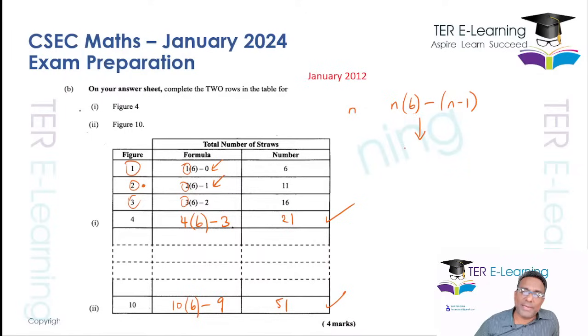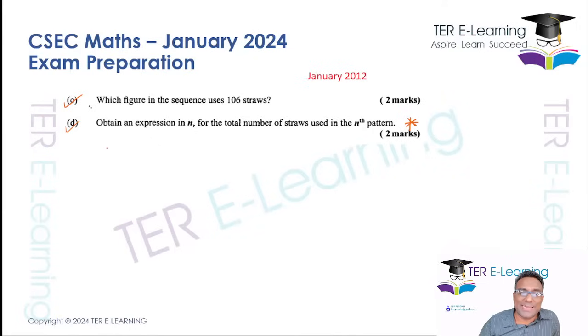So this formula, n by 6, is going to give me 6n minus n plus 1, right? So if I simplify this, I'm going to get 5n plus 1. That's actually the formula to work this out. So in this case, the answer for part D is going to be 5n plus 1, right? That's the formula, 5n plus 1.